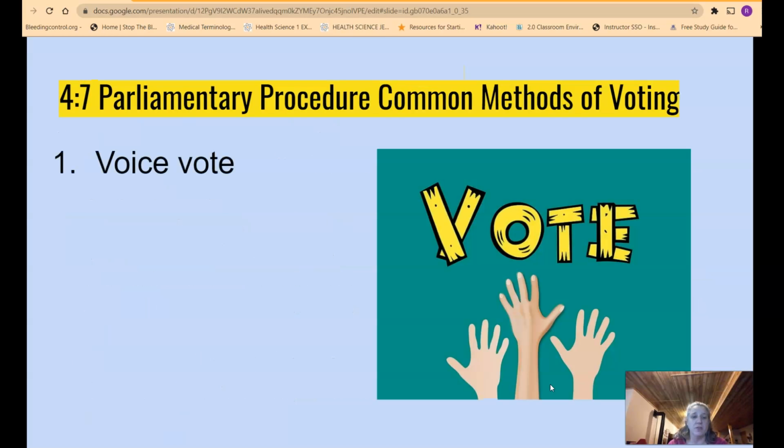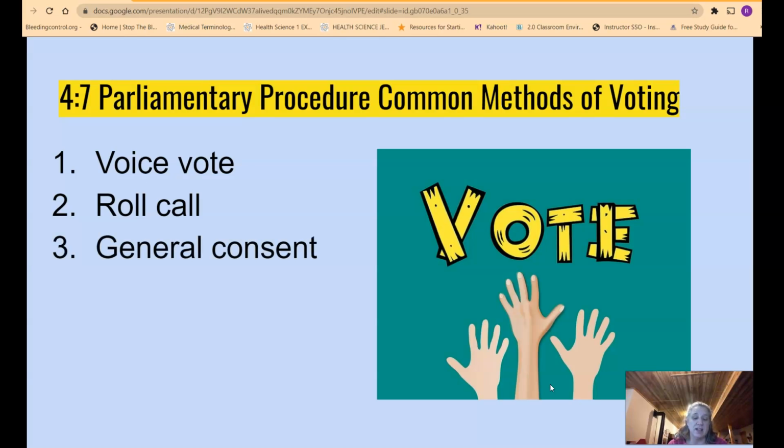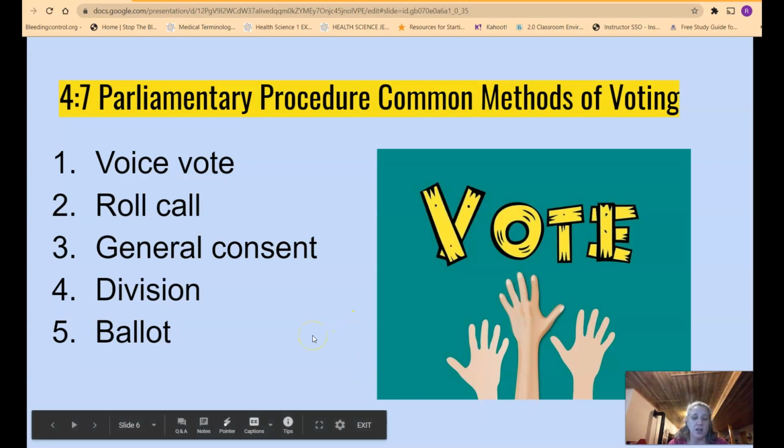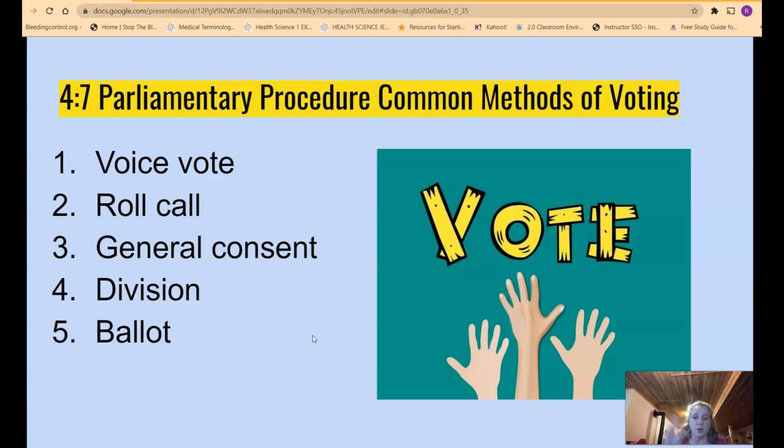So there's, I think, 4 different ways you can vote. A voice vote is when people say yay or nay, or yes or no to a motion. There's a roll call where your name will be called, and then you say yes or no. A general consent, and that's used pretty much as a given that everybody will agree to it. And then a division is when you would raise your hand or you would stand up if you agree with the motion or not. And then the ballot is when they put your vote on a piece of paper and put it into a ballot box.